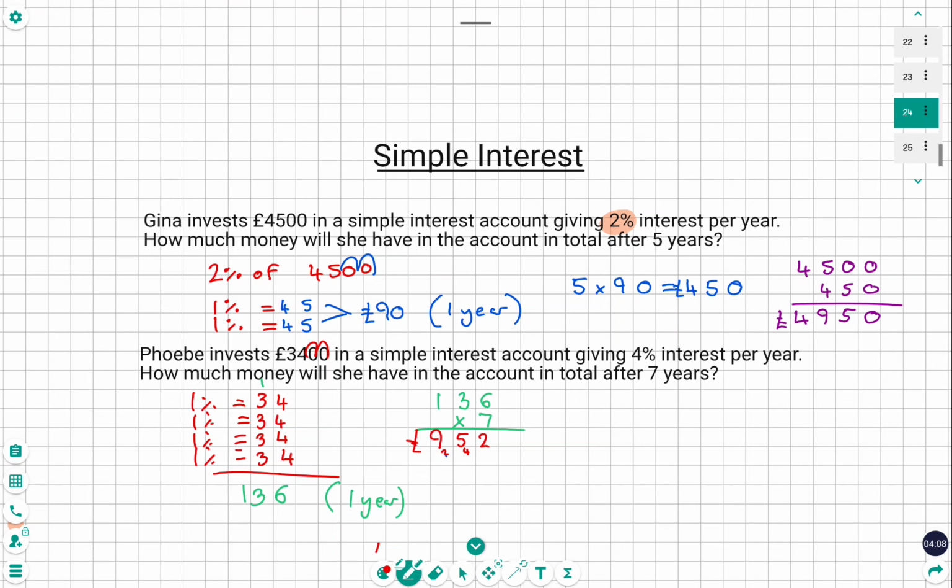So what I need to do in the last instance is take Phoebe's original amount, which is £3,400, and add on that interest to get the new amount she's going to have. So 2, 5, 13, carry 1, 4. So she has got £4,352 exactly in the end.